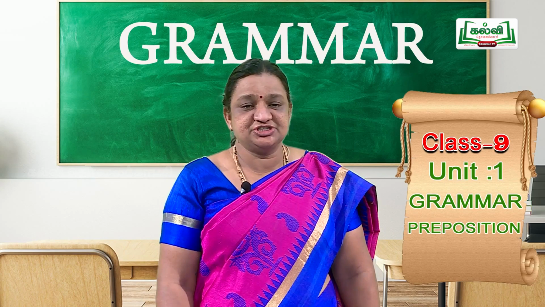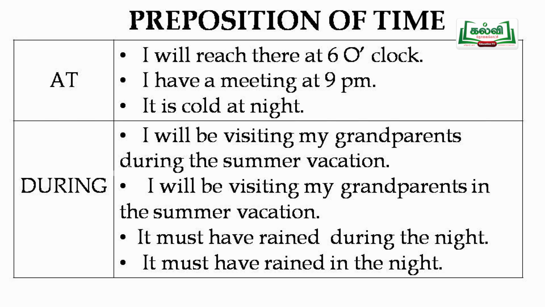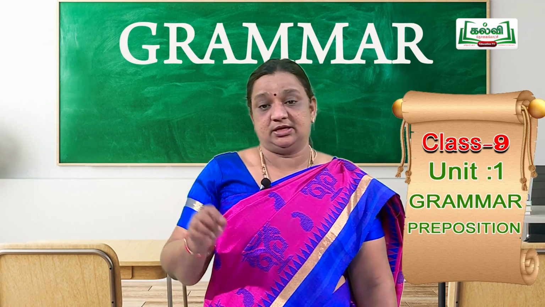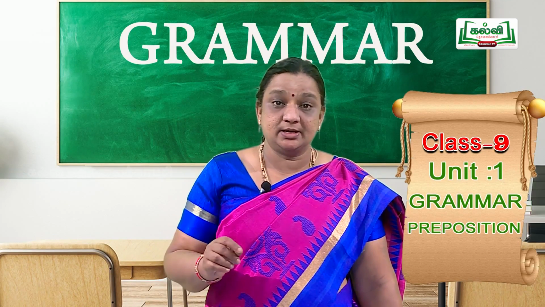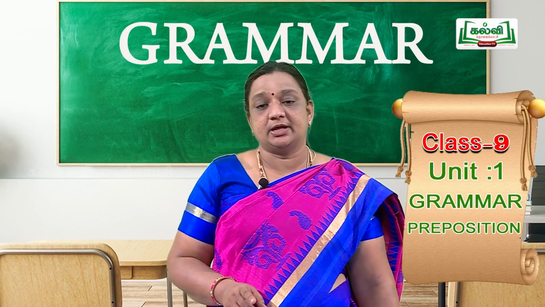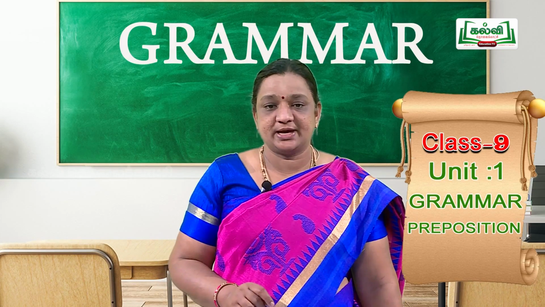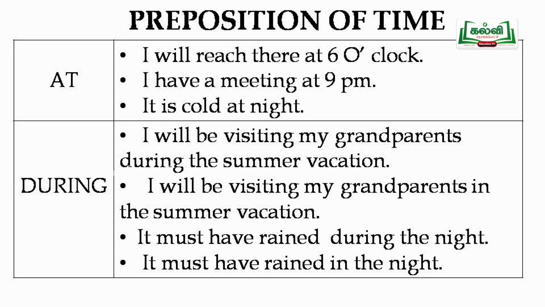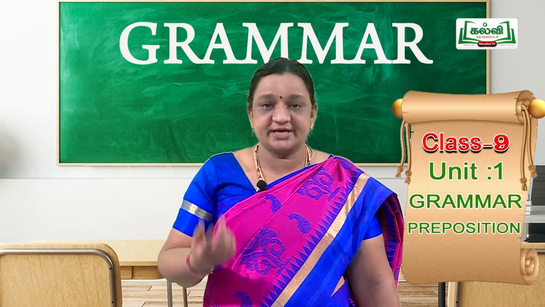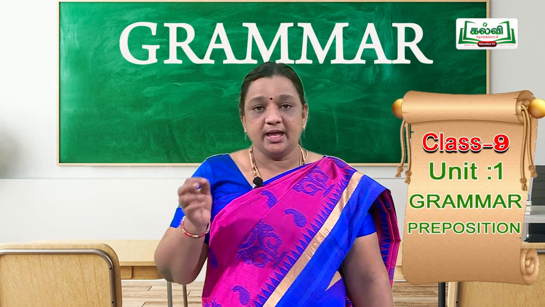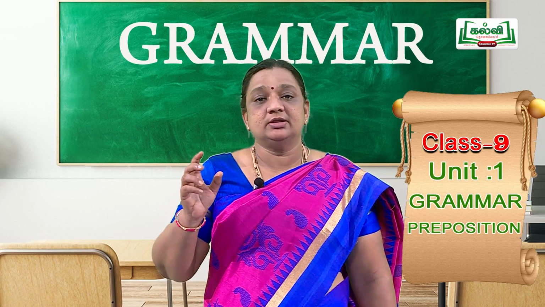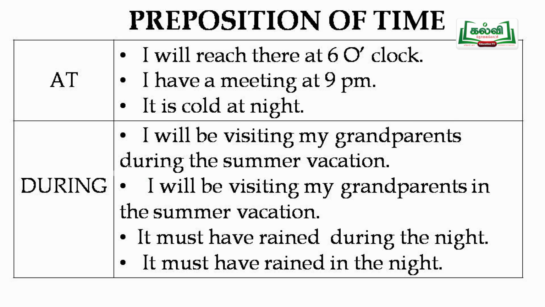The next preposition is at. At is a preposition that tells us the occurrence, the happening that is going to happen, at what time it is going to happen and at what time of the day it is going to happen. Like, I will reach there at 6 o'clock. So, the speaker is trying to tell us that he or she will be there at 6 o'clock in the morning or 6 o'clock in the evening.